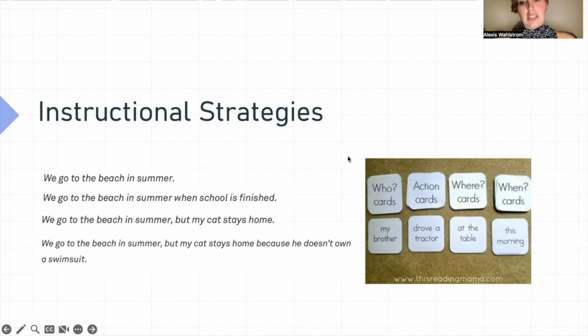For the next section, you have your who or subject cards, your action or verb cards, your where cards, and your when cards to make a complete sentence. For each of the bottom cards here, there will be multiple options that you can use to create your own sentences. The sentence we ended up with here was, my brother drove a tractor at the table this morning.